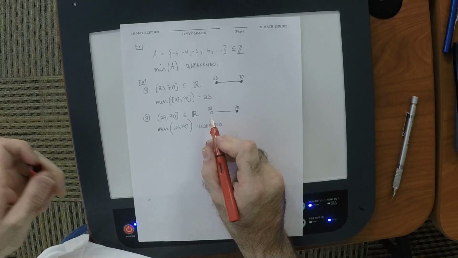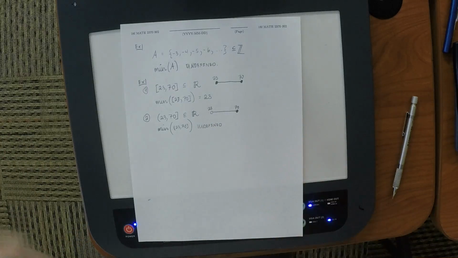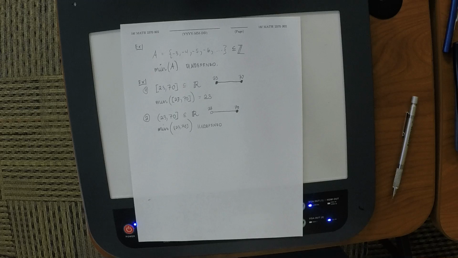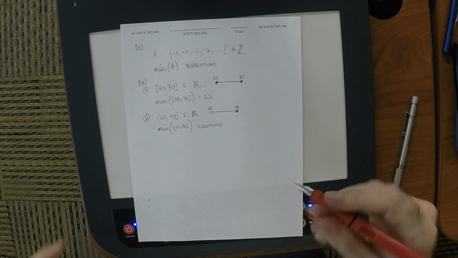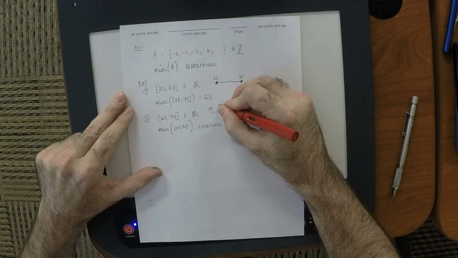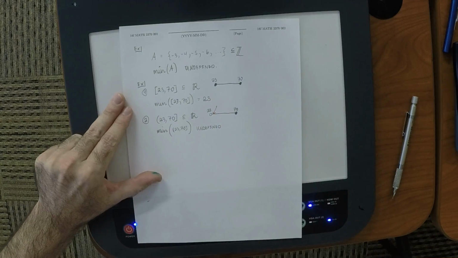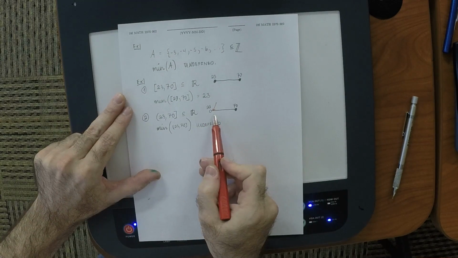To be minimal, it must be the case that in the first place you're in the set, and in the second place all other elements are greater than or equal to that one. So you might say, I'll just move over just a little bit. I'll get some point that's just right next to 23. Maybe that one is the minimum.